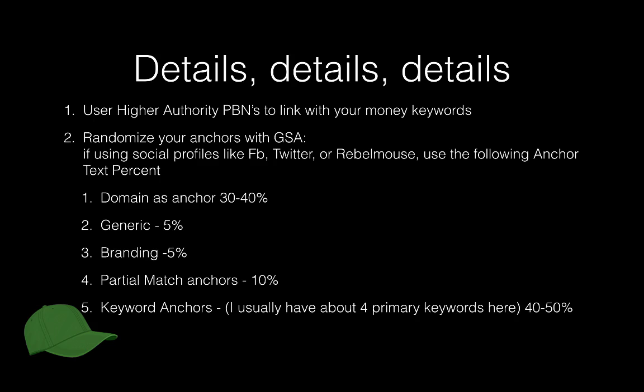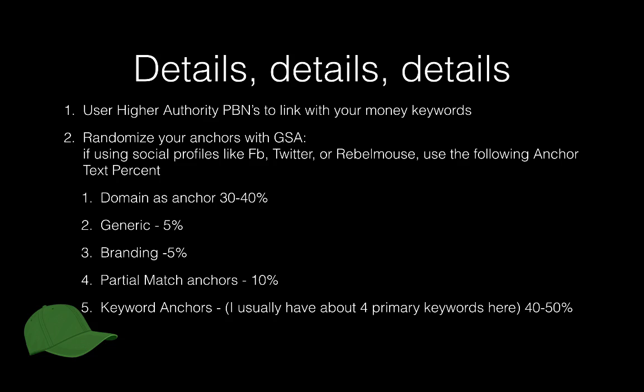We want to use generic keywords 5% of the time. We want branding keywords 5% of the time. And when I'm referring to branding, just as an example, let's say we're trying to rank, let's just use a local example, like say Phoenix Plumbing, right? Well, instead of linking with Phoenix Plumbing, your brand would be like Joe's Plumbing Service, okay? Whatever the name of the company is, whatever your brand is. If you don't have a brand, then make one up, okay? Partial match anchors need to be 10%. This is partial match keywords, okay?